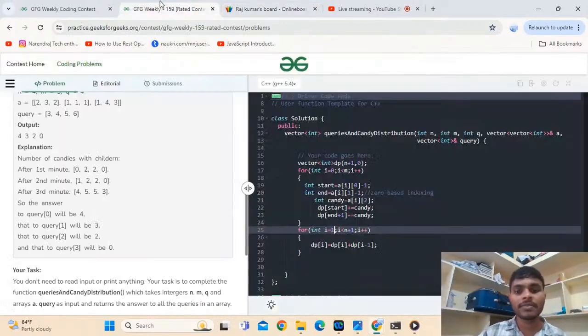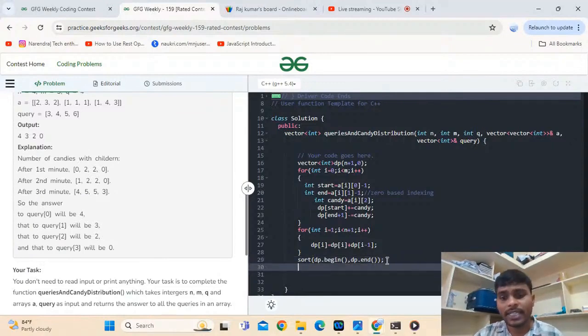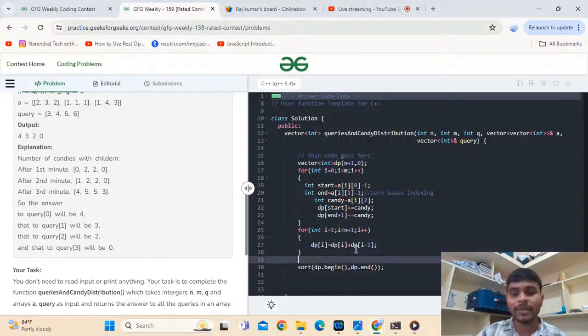Okay, now guys, I am sorting that array. Sorting dp dot begin, dp dot end. I am sorting that dp array. Now guys, here observe. Anyway, the last index is going to terminate, right? So I have to remove that last index. The last index is always 0. I am removing the last part, the n plus 1 part, because that is always 0.